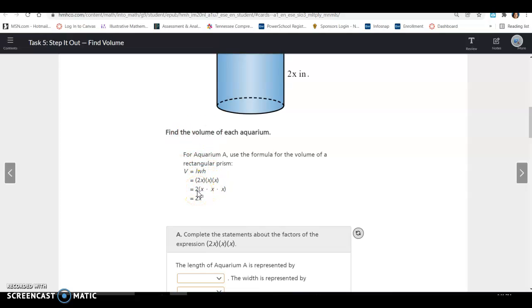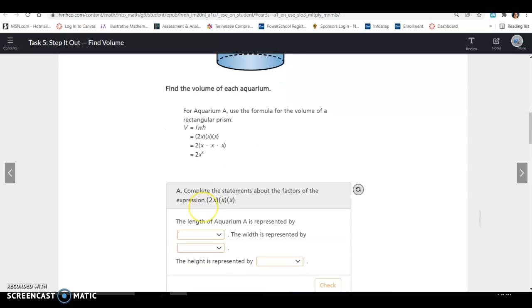So if you pull out the 2, then we have x times x times x. And again, remember, you can assume all of those have an exponent of 1. Same base, you add exponents, so 2x cubed is the volume of aquarium A, the rectangular prism.